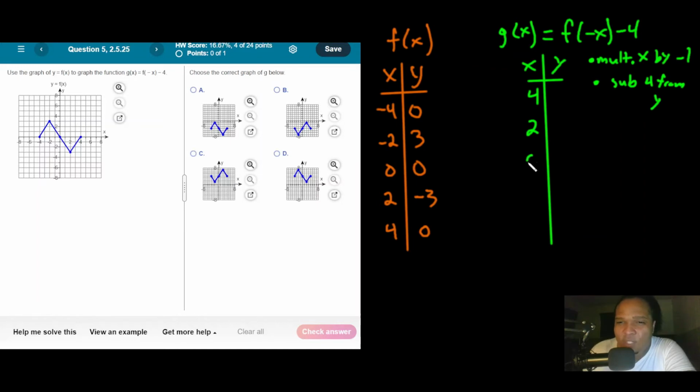0 times negative 1 is still 0. There is no such thing as a negative 0, positive 0. Change the sign, change the sign. There goes all of our x's. Now for the y's, we're going to subtract 4 from all of our y's.